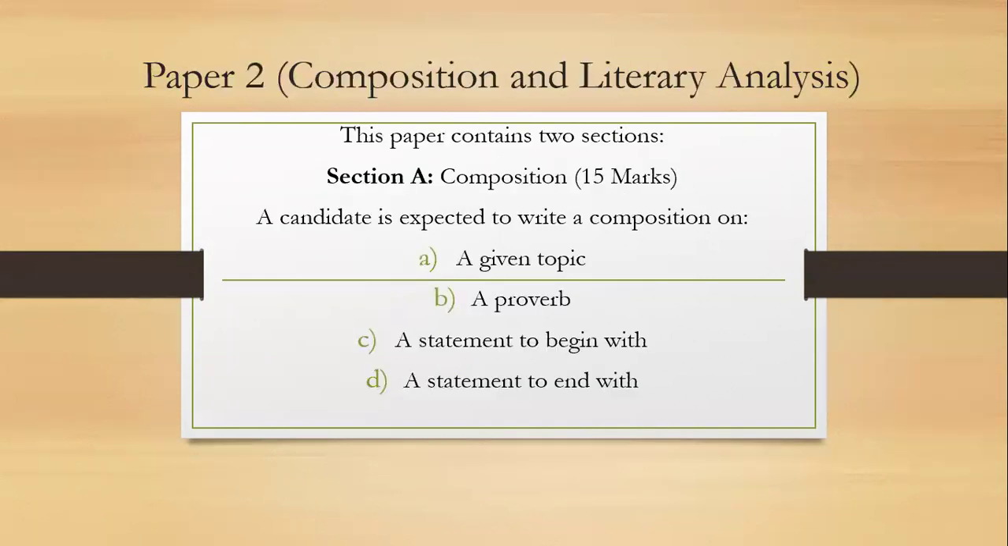Now, we can move on to paper 2, which is composition and literary analysis. It contains two sections. The first section is section A, which is composition, and it has a total of 15 marks. Here, a candidate is expected to write a composition on a given topic or a proverb, and in most cases, a statement to begin with or a statement to end with.